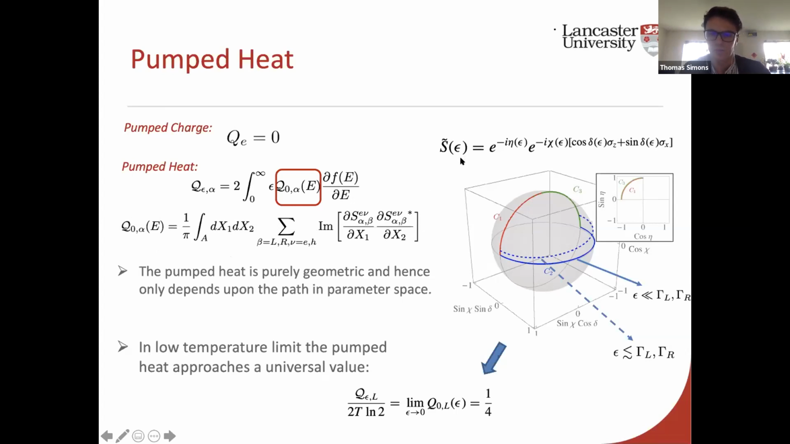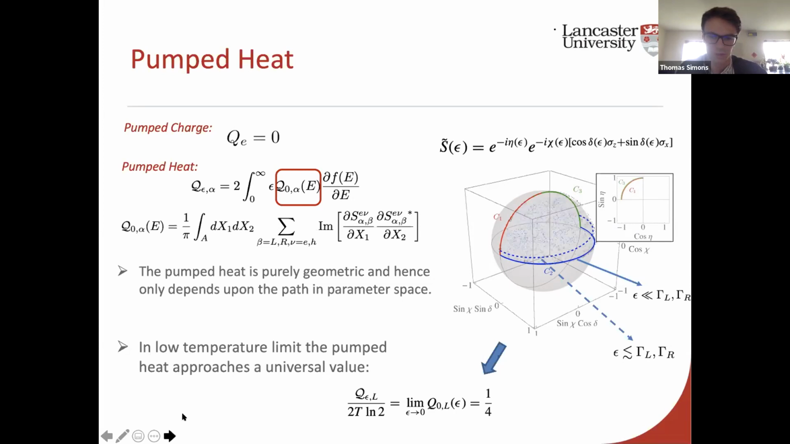So we can visualize this if we parameterize our scattering matrix in this form here, and then we look at the path taken by this phase factor as we drive the system and perform the braiding. What you can show is that Q0 is exactly equal to the solid angle that is traced out by the path of this phase factor on the surface of the sphere. And in the low temperature, low energy limit, this path tends exactly to the solid angle, so exactly 1/4 of the sphere.